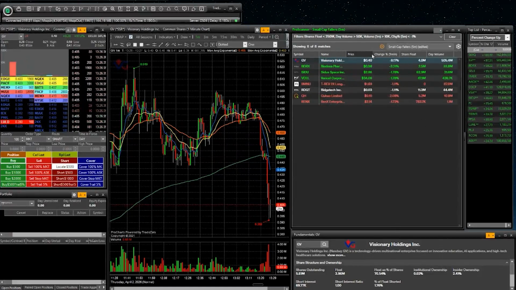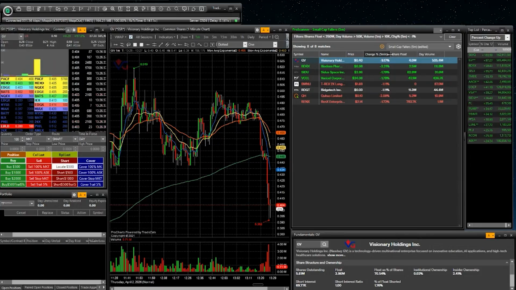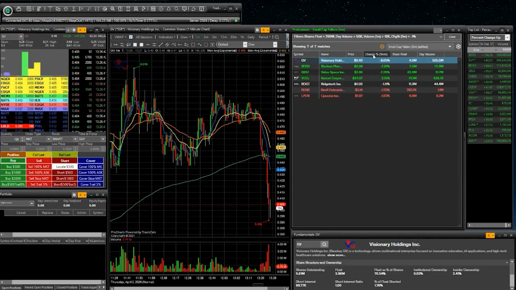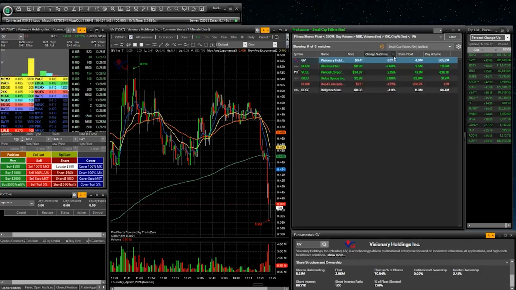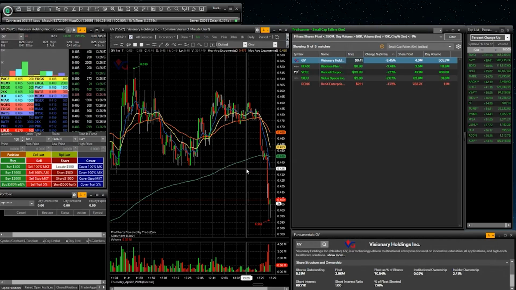So now that I've got these filters in place, what I'm going to do is just sort my columns out real quick here. And here's where it really shows itself. I'm now going to click the change percent 5 minute column. I'm going to set it to ascending, right? So it starts off with the biggest faller first.